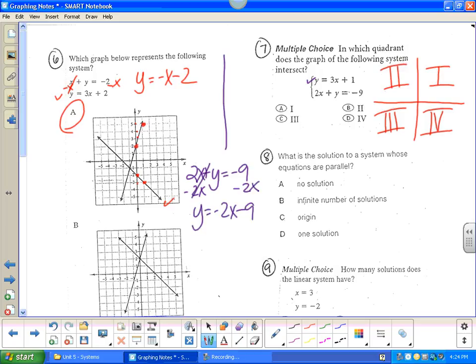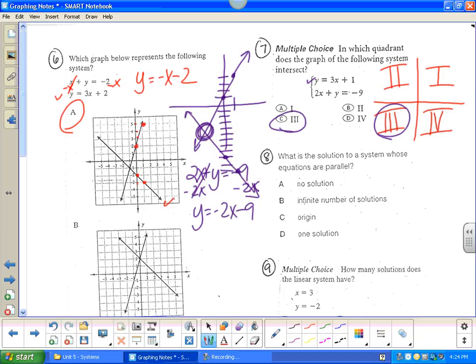Okay, so now when I graph the first one, I'm going to go up to 1, and then up 3, right 1, and draw my line. And for the other one, I'm going to go down 9, and then I'm going to go down 2 more, and write 1, and draw my line. This is not asking for the specific point where they cross, it just wants to know what quadrant you are in when they cross. Well, it crosses right here, and that's in quadrant 3.